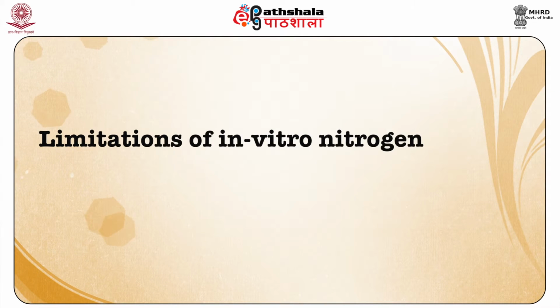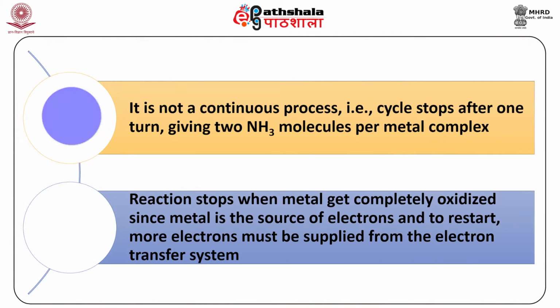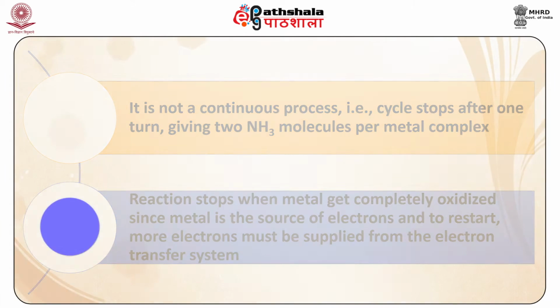The limitation of in vitro nitrogen fixation is that it is not a continuous process, that is, the cycle stops after one turn, giving 2 ammonia molecules per metal complex. The reaction stops when the metal gets completely oxidized, since the metal is the only source of electrons, and to restart, more electrons must be supplied from the electron transfer system.